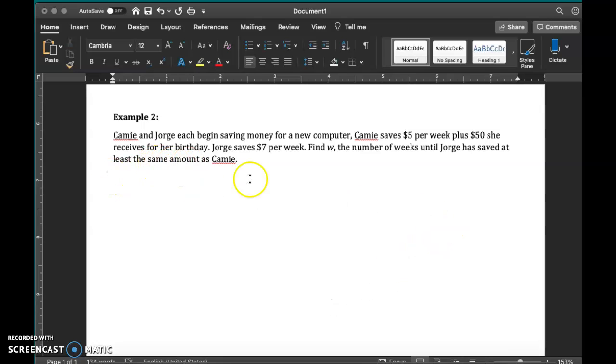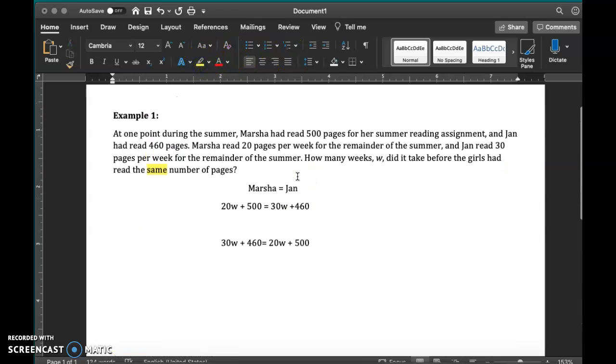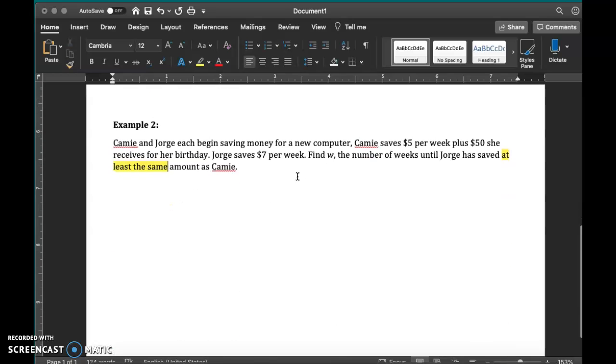Now I know that word same is in there, but more importantly, what comes before that is "at least the same." So that's saying more than what we had up here. Up here it said we wanted to know when they were exactly the same, like they've both read 800 pages. There's no other way of looking at it. Here, we're saying at least the same. So we could have an answer that is more than Cami's, because that's at least or higher, right?